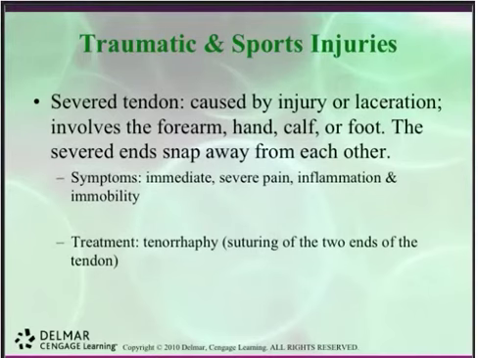A severed tendon can be caused by an injury or a laceration. That's a cut. It can involve the forearm, the hand, calf, or the foot. The severed ends snap away from each other. The symptoms include immediate severe pain, inflammation, and immobility. The treatment is tenorrhaphy, which is to suture the two ends of the tendon back together to give them a chance to heal.